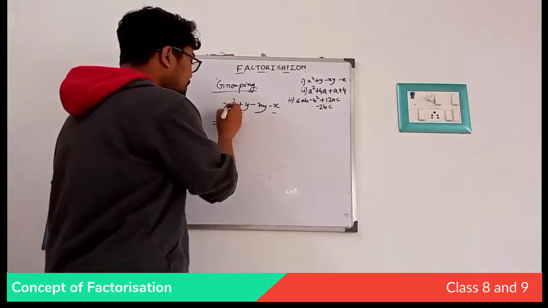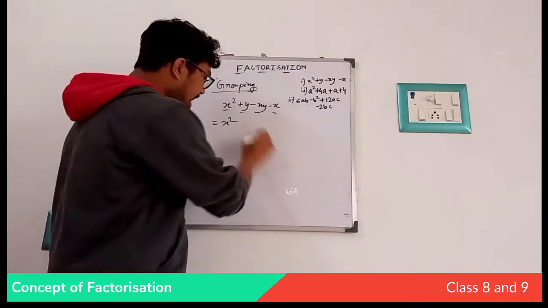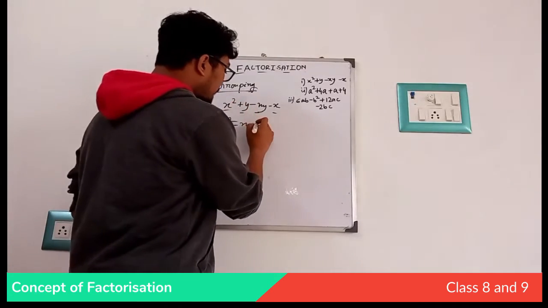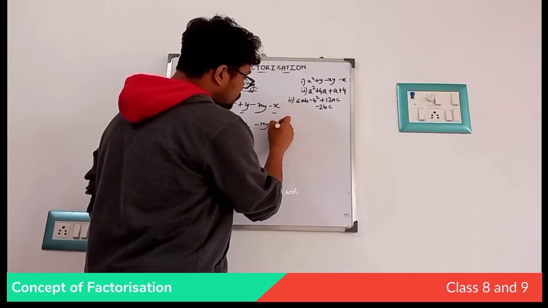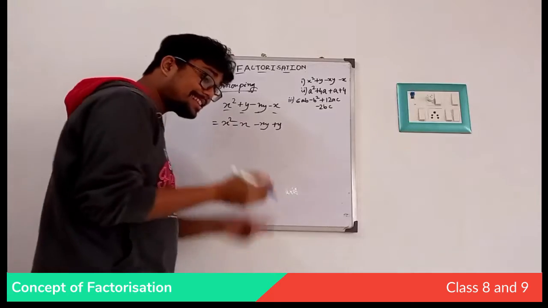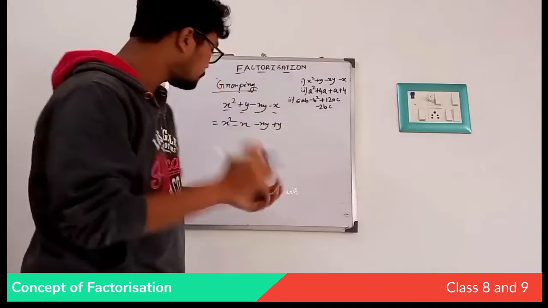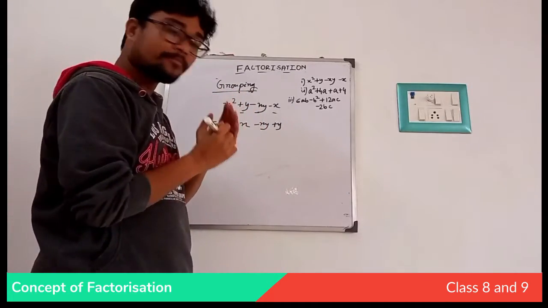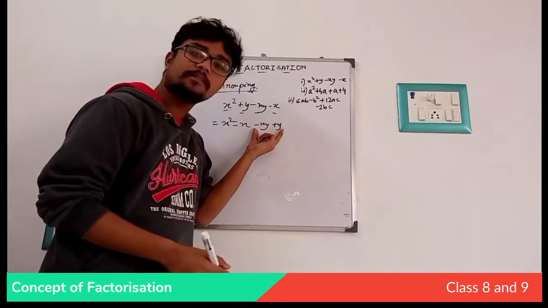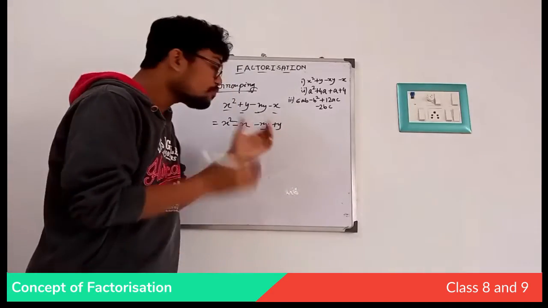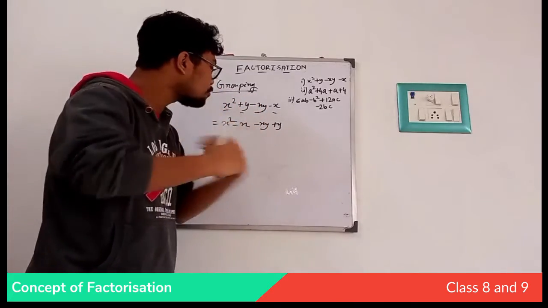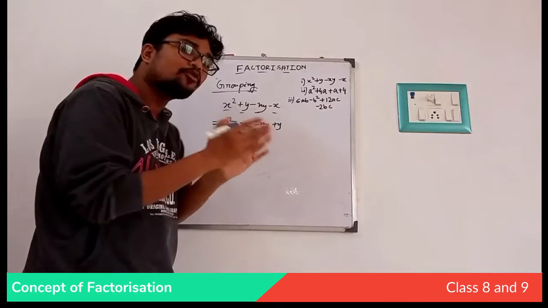Suppose I write x square and minus x in one group, and take minus xy and plus y in another group. So here we have to take the similar terms. What similar terms? x square and x are similar terms. In these two terms only x is present, and in minus xy and plus y, only y is present. So we have to take a group of similar terms, and then take a common part.